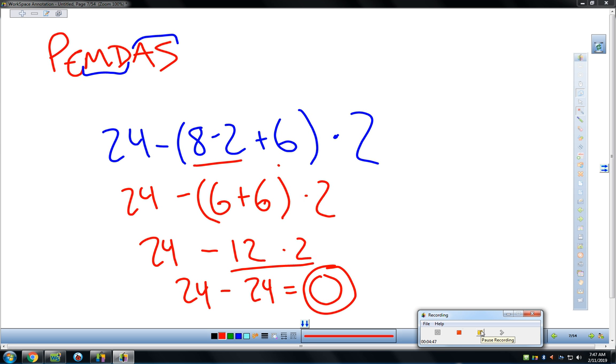Okay. Here you'll notice that inside my grouping symbol, right, I have subtraction and I have addition. But again, we go left to right here. So we're going to do the subtraction first, and you end up with an answer of 0.